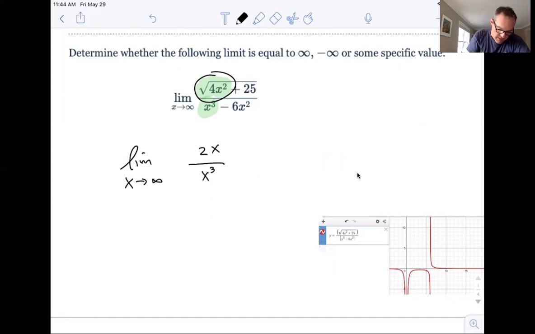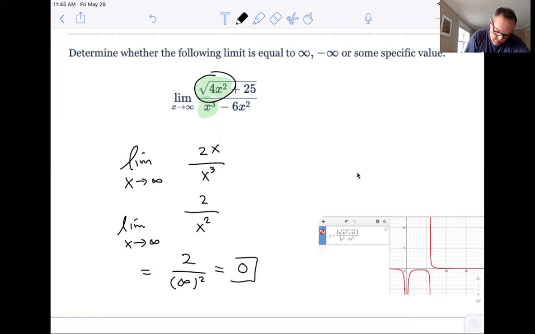And the bottom has a higher power here, clearly. So when the bottom wins, the fraction goes towards 0. But we could do one more step if we actually wanted to. We could cancel out the x's, and you get the limit of 2 over x squared. So if you plug in infinity, it's a number divided by infinity squared, which is just 2 over a ginormous number, which equals 0, right?